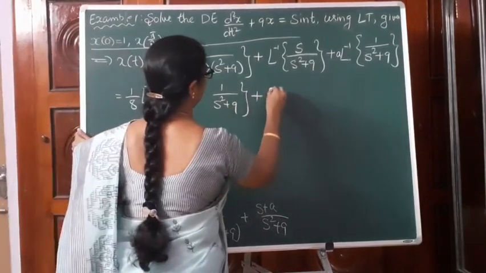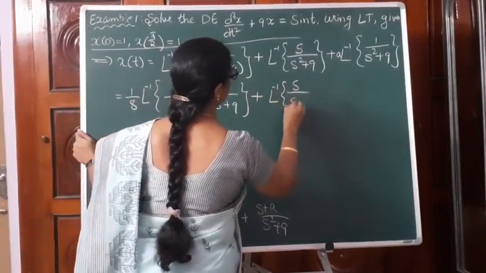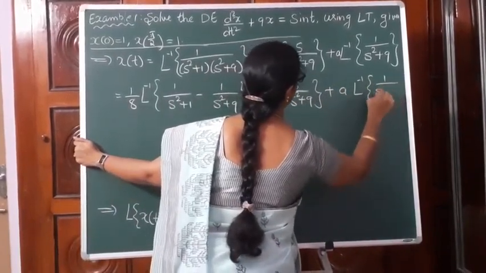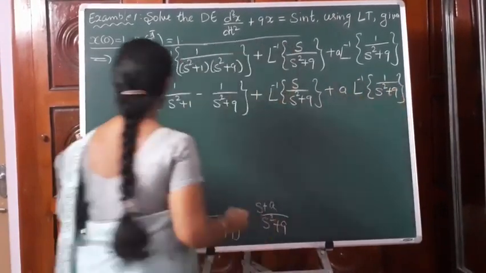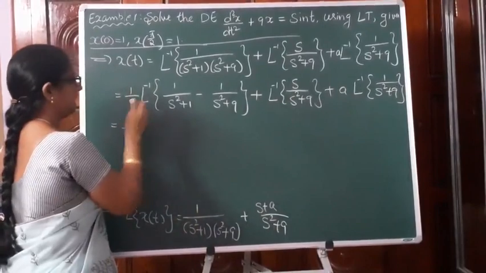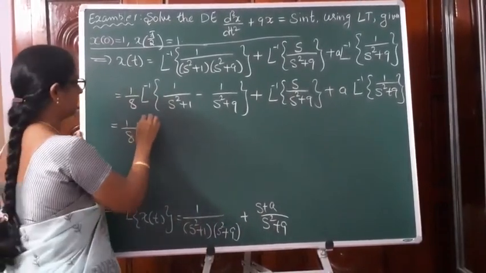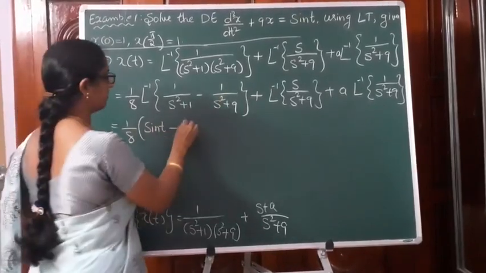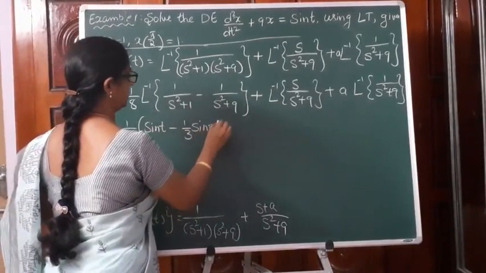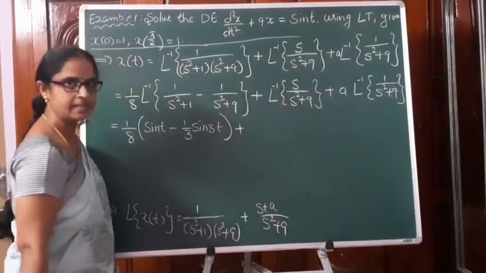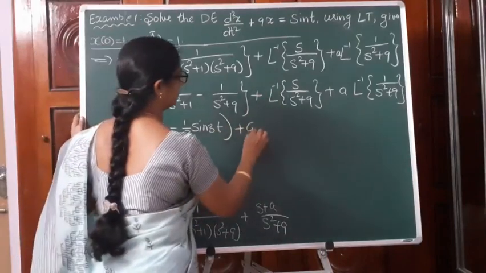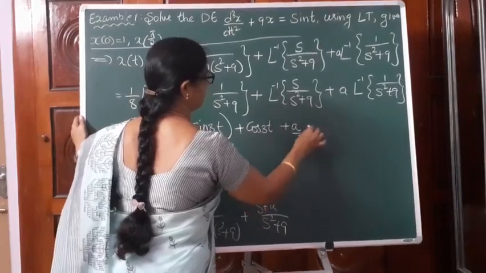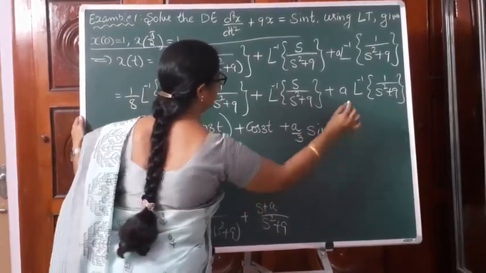So plus L inverse of s by s square plus 9 plus a times L inverse of 1 by s square plus 9. So this is 1 by 8 times L inverse of 1 by s square plus 1 is sin t, minus L inverse of 1 by s square plus 9 is 1 by 3 times sin 3t. And here L inverse of s by s square plus 9 is cos 3t. Plus a times L inverse of 1 by s square plus 9 is 1 by 3 sin 3t, so this is a by 3 sin 3t.